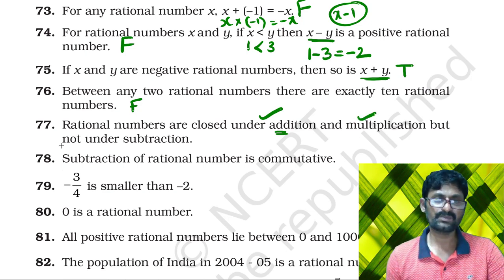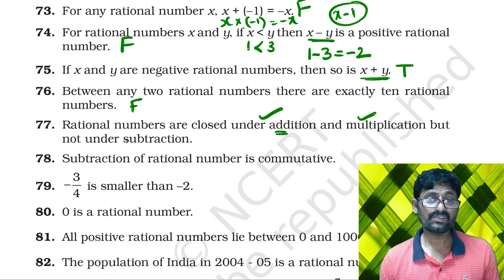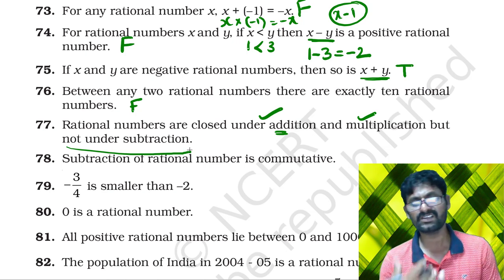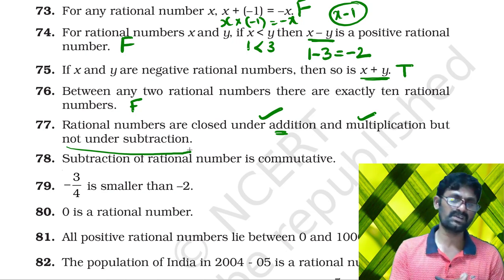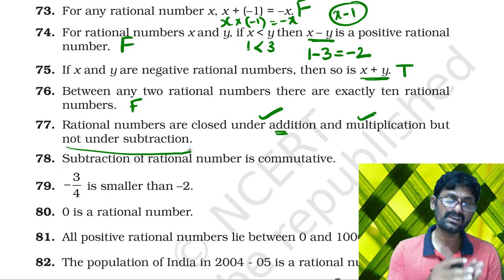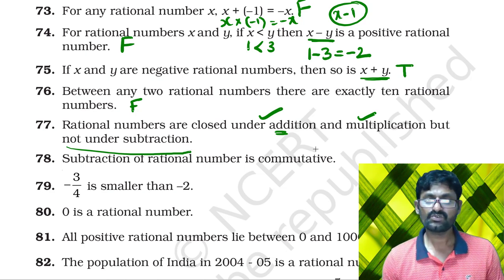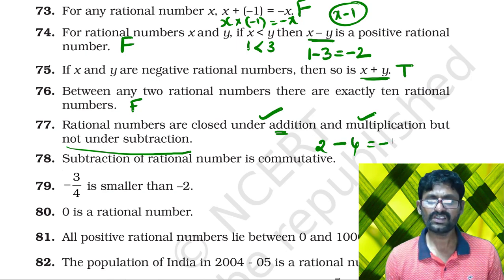Let us go to next, subtraction. Here we are given that it is not closed under subtraction. That means if you subtract one rational number from another rational number, the resultant number is not a rational number. That is what we are given. Let us check. Suppose you take 2 and 4. 2 minus 4 is equal to -2. Is it a rational number or not?